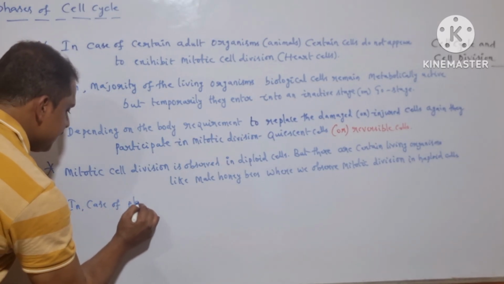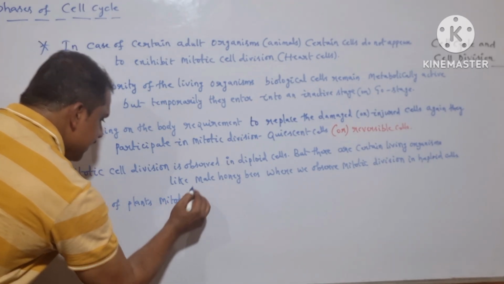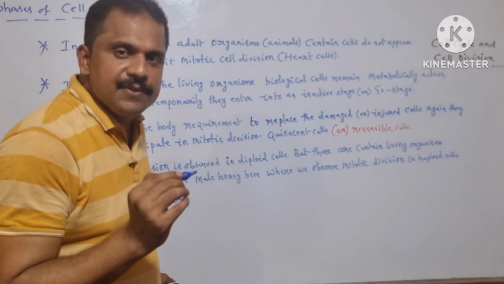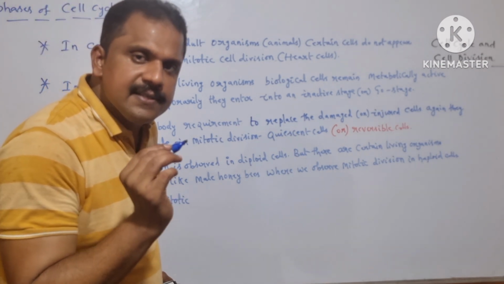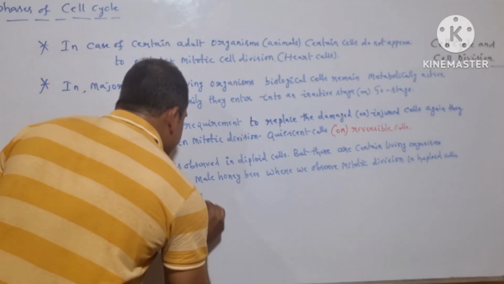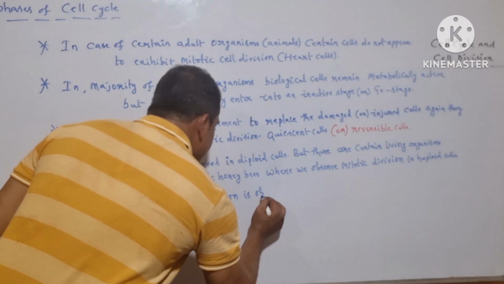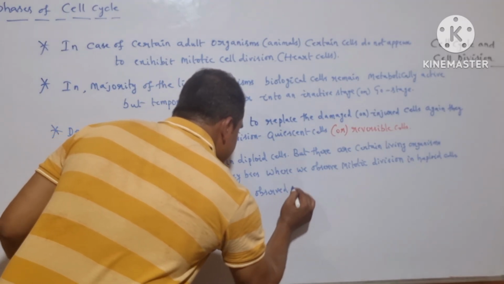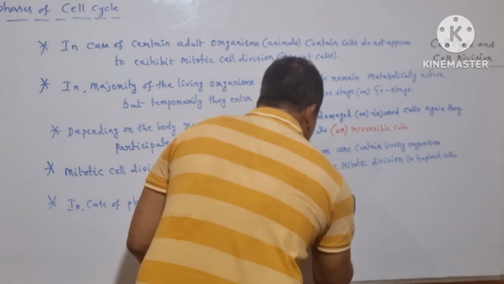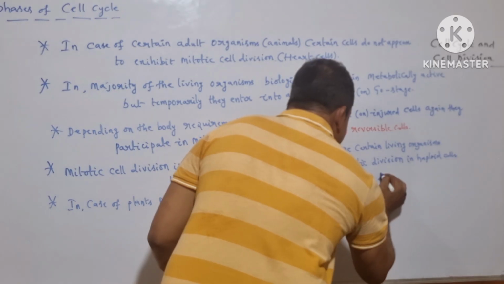And in addition to this, here we need to understand that in case of plants, mitotic cell division, in contrast to this strategy, is observed both in haploid cells and diploid cells. Is it clear? In case of plants, mitotic division is observed both in haploid cells and diploid cells.